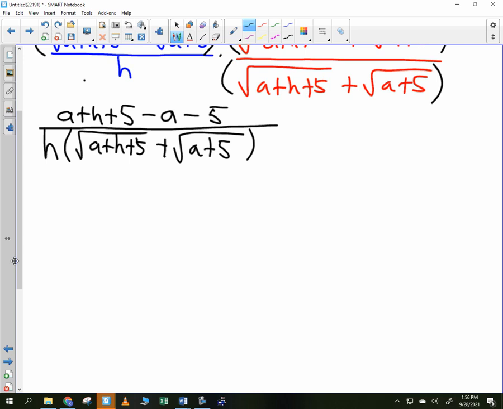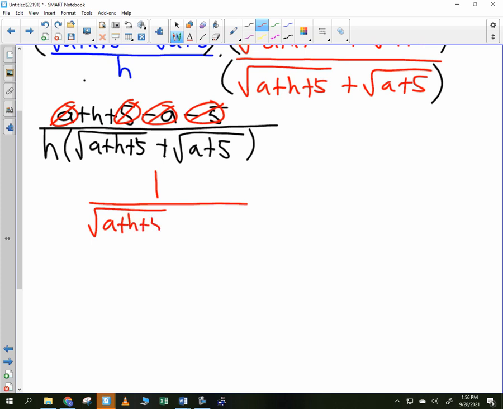What do you notice about the numerator? Everything that doesn't have an h goes away, just like we planned. And now you have h over all that. Do the h's now cancel? And what is h over h? So we have 1 over square root of a plus h plus 5 plus the square root of a plus 5. Good work.